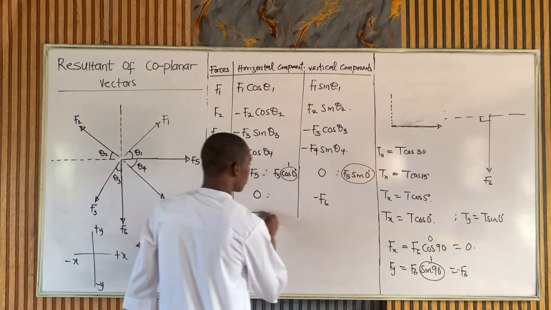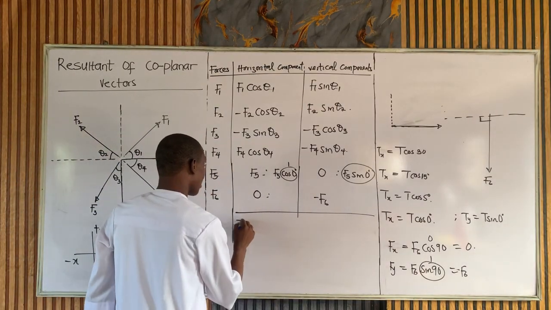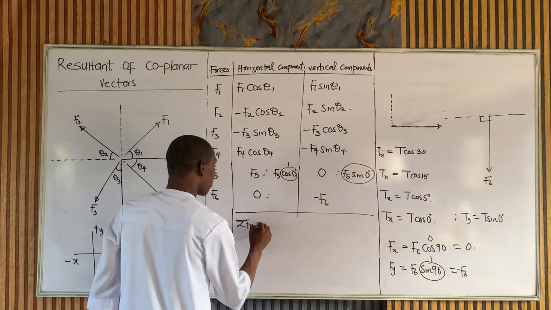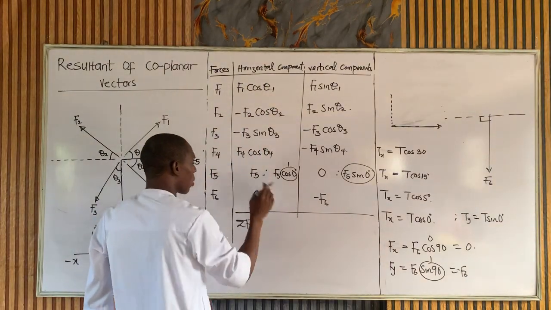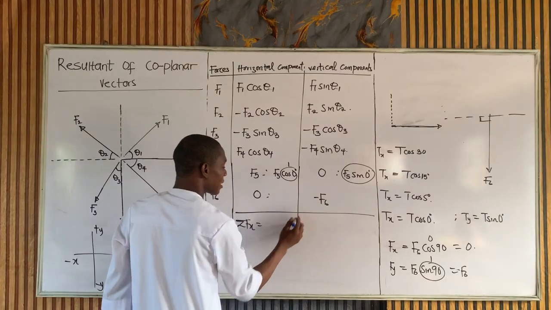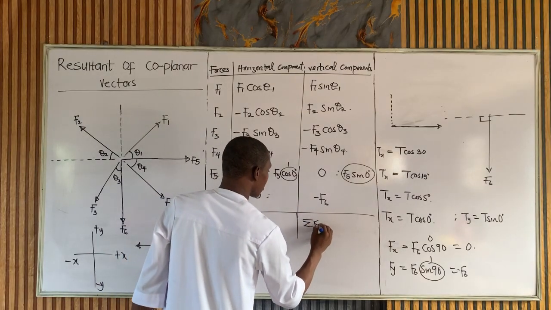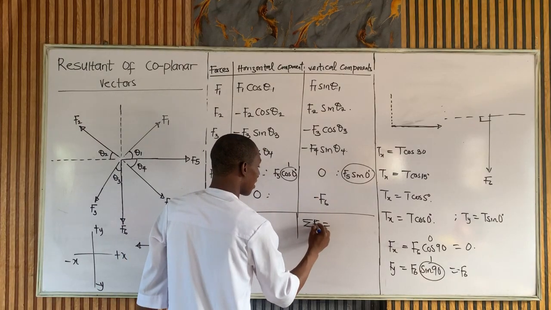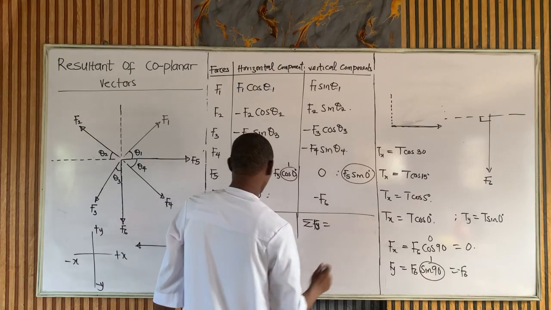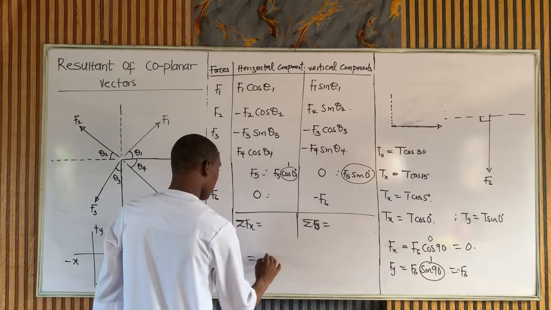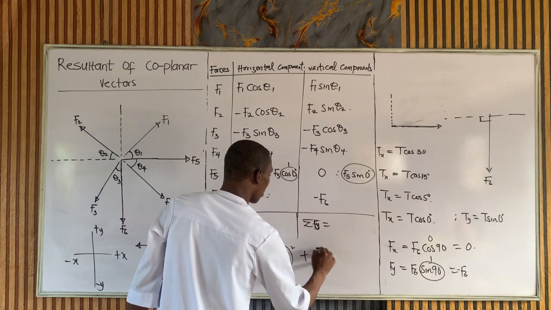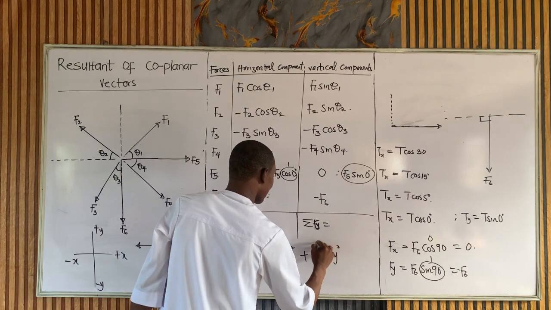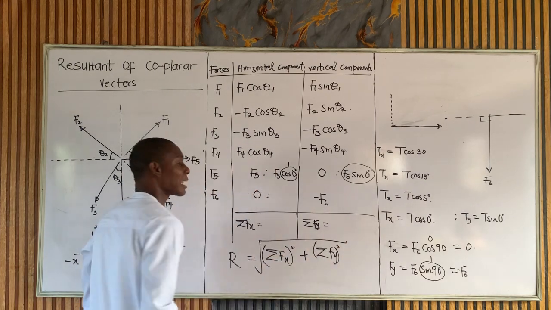What you then do is sum the horizontal components, meaning sum everything here together. Whatever it gives you is the sum of Fx. Now, sum up all the vertical together. Whatever it gives you is the sum of Fy, and you note that down. Your resultant is simply the square root of the sum of Fx all squared plus the sum of Fy all squared. That's your resultant.